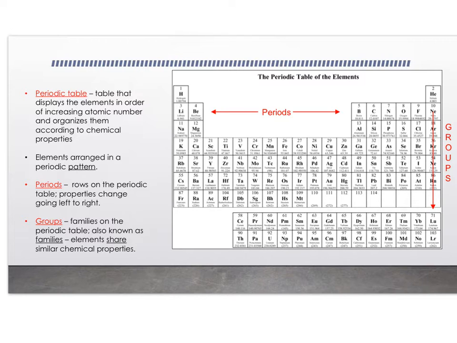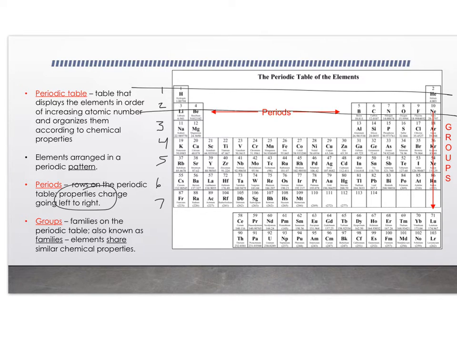We need to know the difference between what a period is and what a group is. Periods are the rows on the periodic table, and the properties change going from left to right. So the periods go across the periodic table. If you look at the table, there are 7 different rows, or 7 periods, that go across. So when I'm talking about period 1, period 2, period 3, period 4, you're looking at the elements starting from the left side all the way to the right side.